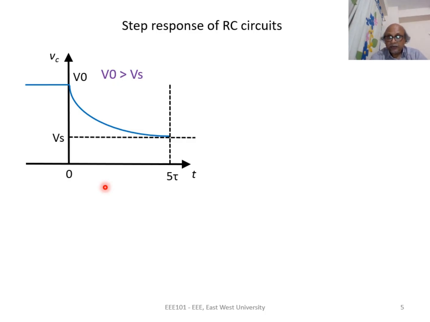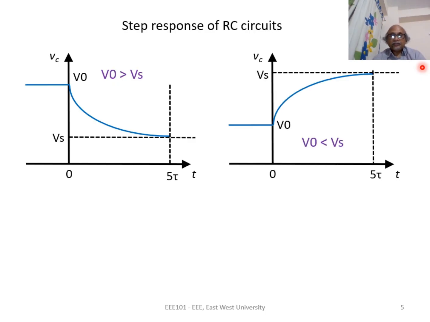V0 is the initial voltage and Vs is the final voltage. And how much time do we see that it takes practically for the capacitor voltage to reach the final value? This answer is the same as the source-free RC circuit case. It takes practically 5 tau time for the capacitor voltage to reach the final value. So this is the first of the two possible graphs for our capacitor voltage.